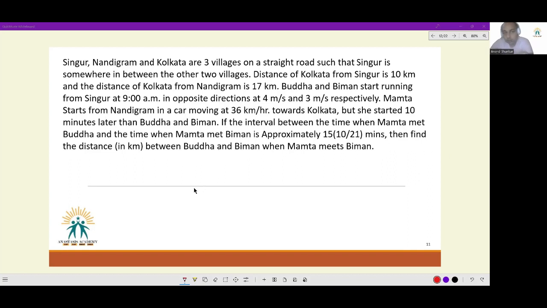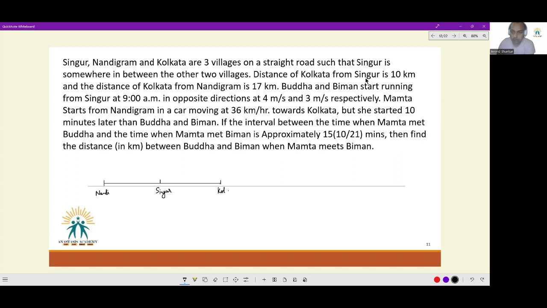Singur, Nandigram, and Kolkata are 3 villages on a straight road, such that Singur is somewhere in between the other 2 villages. Let's draw. I have Singur, Nandigram, and Kolkata, and Singur is somewhere between. So Singur is here, Nandigram and Kolkata.